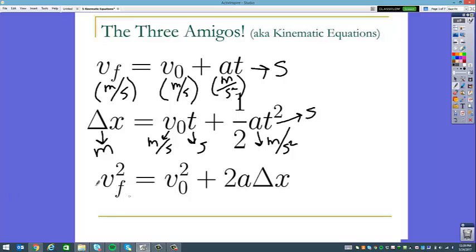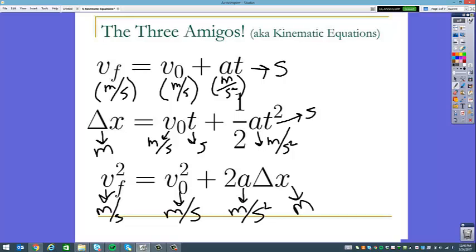The last equation down here is your final velocity. So you have final velocity squared equals v naught squared plus 2a delta x. Again, meters per second for velocity, meters per second for velocity, acceleration, meters per second squared, and displacement is still in meters. Okay, so those are your units.